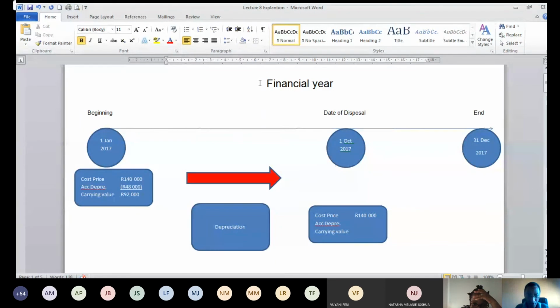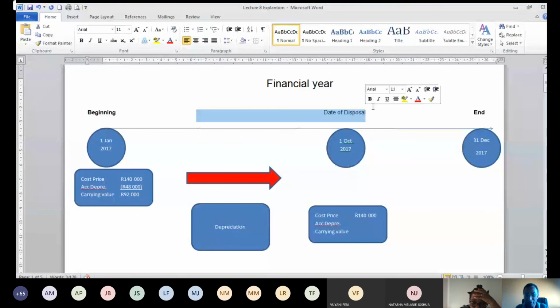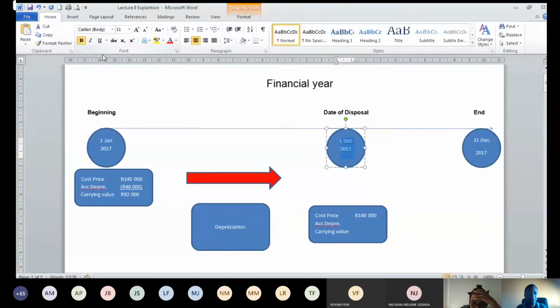So whenever you are faced with a question like that, guys, always put down your financial year on the timeline. The beginning of the financial year was the 1st of January 2017. The end of the financial year is the 31st of December 2017. And the date of the disposal, the date of the asset realization, we are selling this asset on the 1st of October 2017. That is important.